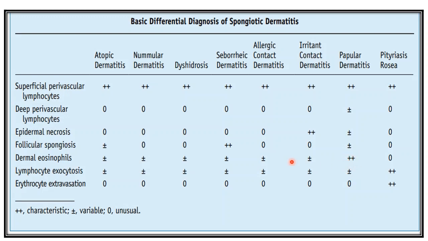Lymphocyte exocytosis may or may not be present in all the types, but it is increased very much in pityriasis rosea. Erythrocyte extravasation is not seen in any of the spongiotic dermatitis except pityriasis rosea. Only in pityriasis rosea do we see RBC extravasation.